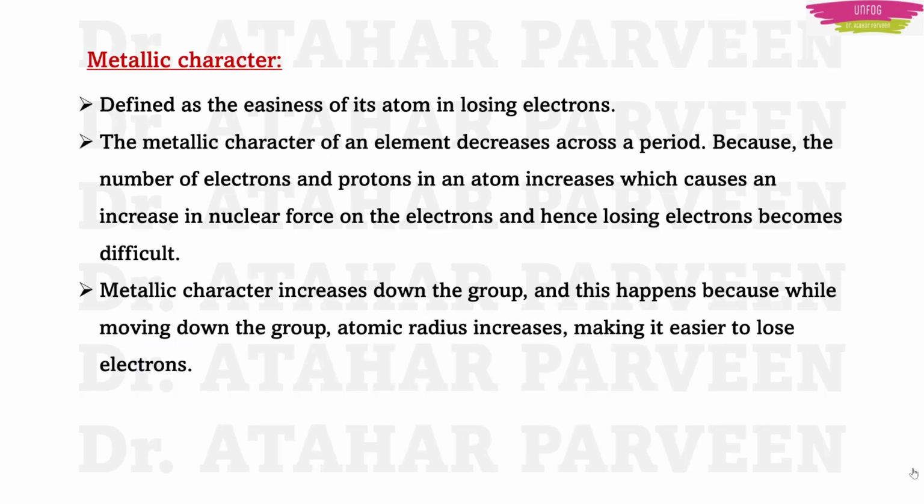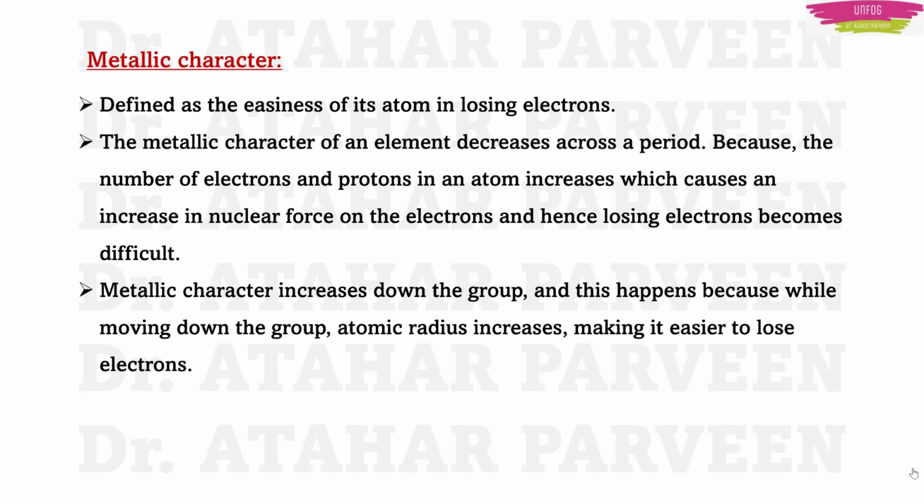Now let's talk about metallic character. What is metallic character? It is nothing but the easiness of an atom in losing its electron. How much easily the atom can lose its electron is the metallic character of that atom. Metallic character of an element will decrease across a period because number of electrons and protons in an atom increases, and this causes an increase in nuclear force on electrons, and so losing electrons becomes very much difficult. Okay.